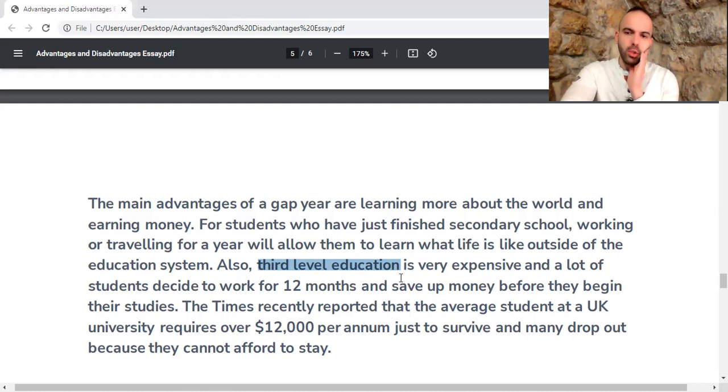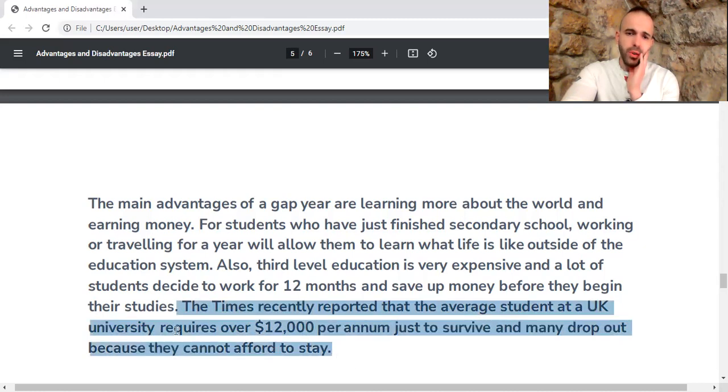So also third level education is very expensive, and a lot of students decide to work for 12 months and save up money before they begin their studies. So that's the explanation of the second advantage, which is earning money. Now we have an example of the second advantage. The Times recently reported that the average student at a UK university requires over $12,000 per annum, meaning per year, to survive, just to survive, and many drop out because they cannot afford to stay.